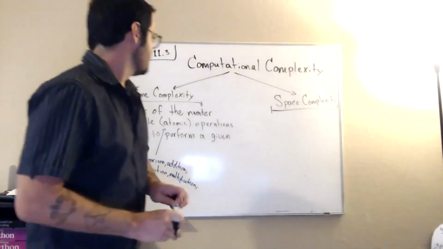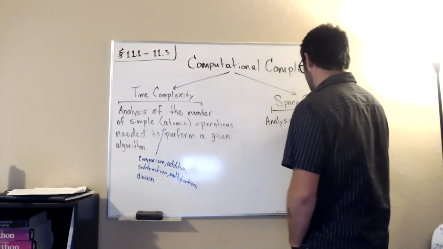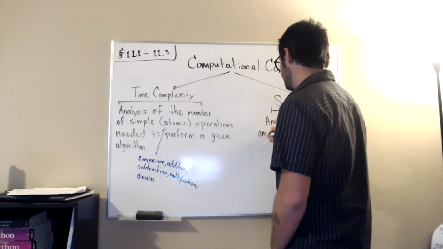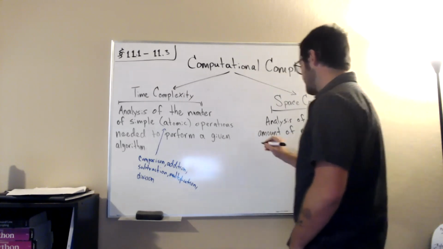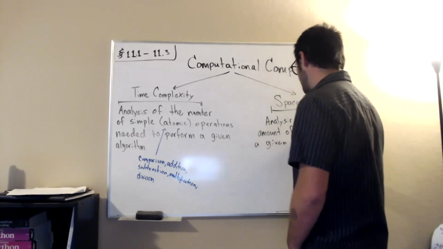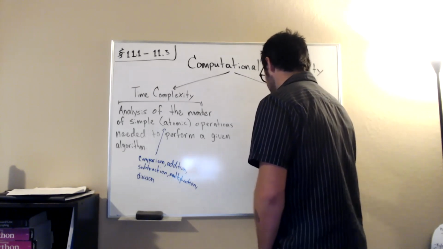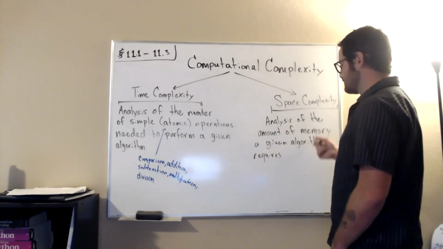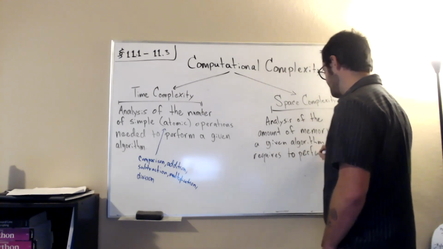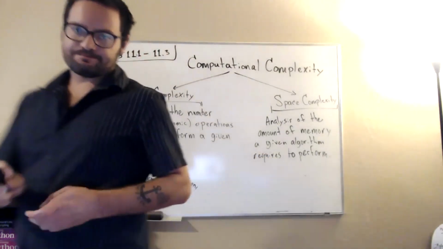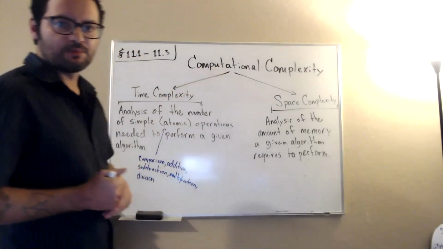Okay. Space complexity refers to the analysis of the amount of memory a given algorithm requires to perform. So these are the two branches of the analysis of algorithms, which is broadly referred to as computational complexity.